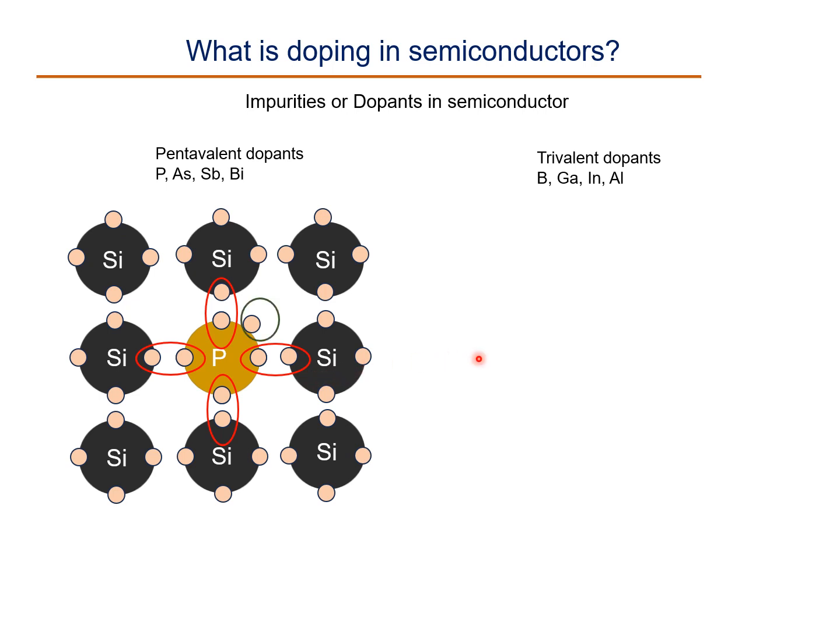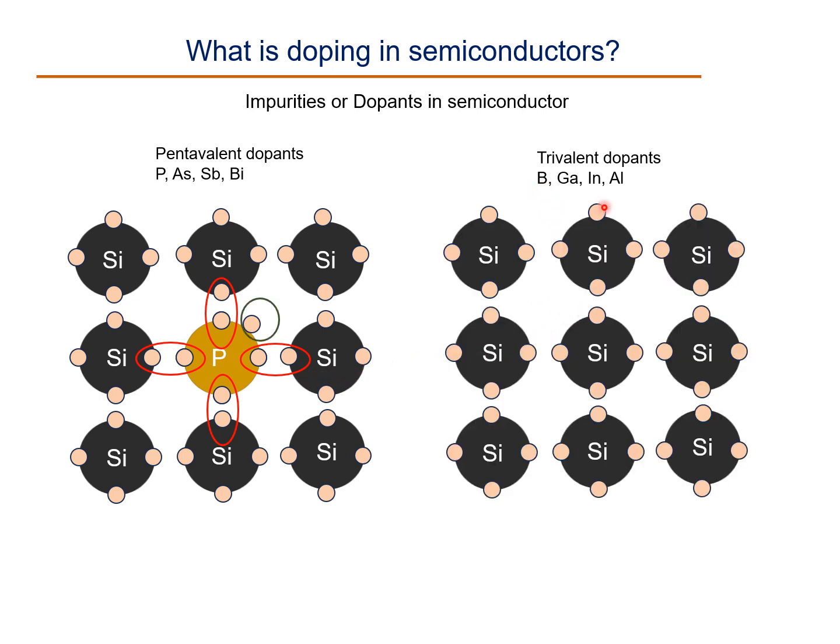In a similar way, if you add trivalent dopants into the silicon crystal, the boron atom has only 3 valence electrons and can make covalent bonds with only 3 silicon atoms, but there is a missing electron in this boron atom, which is called a hole. That means the missing electron can also contribute to the conductivity in this crystal. These are called extrinsic semiconductor materials.